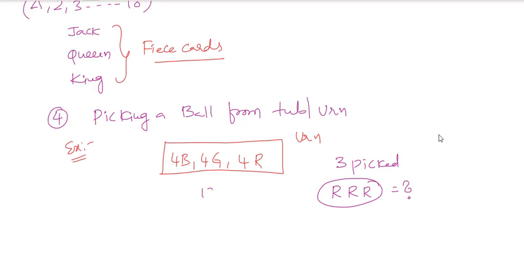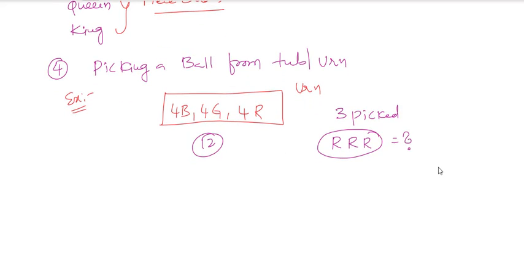Here, a total of 12 balls are there, out of which 3 balls are taken. Those 3 balls must be red balls, so you have to select the combinations. The required probability is nothing but, out of the 4 red balls you have here, 4C3 divided by 12C3. Whatever value you get is the answer.